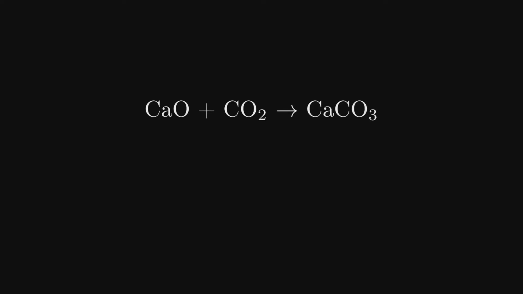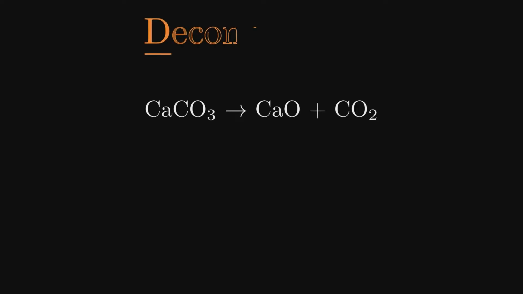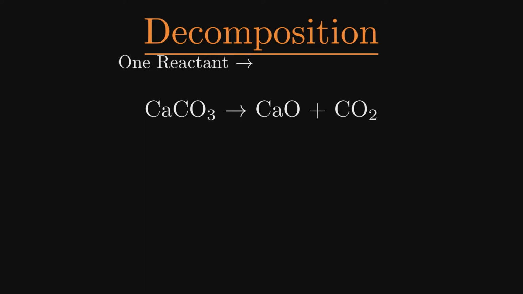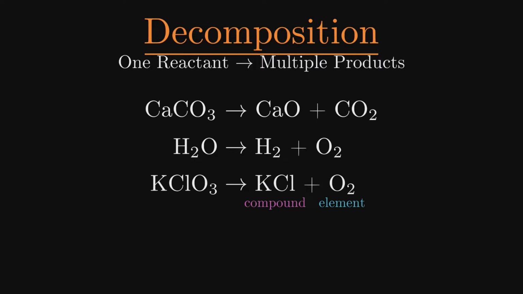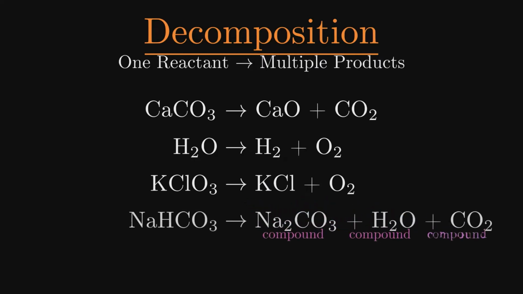If we can combine substances, we can uncombine them too. Here, calcium carbonate is broken down into calcium oxide and carbon dioxide. So-called decomposition reactions involve one reactant forming multiple products. The products do not have to be 2 compounds, of course. Water decomposes into 2 elements, and potassium chlorate into a compounded element. You can even have a single compound producing more than 2 products.